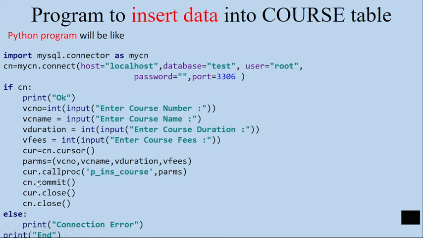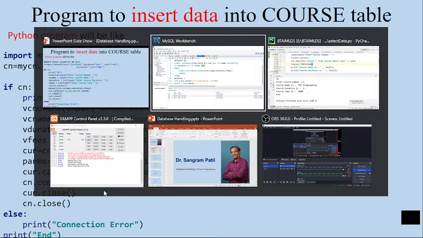To call the procedure using the cursor, we give cur.callproc. This is the reserved word, callproc. The first parameter is the name of the procedure, and the second parameter is the parameters which you want to pass. Then commit, because we have inserted. In the procedure also we have written commit, but separately here also we write commit. Cursor close, connection close. Just check it.